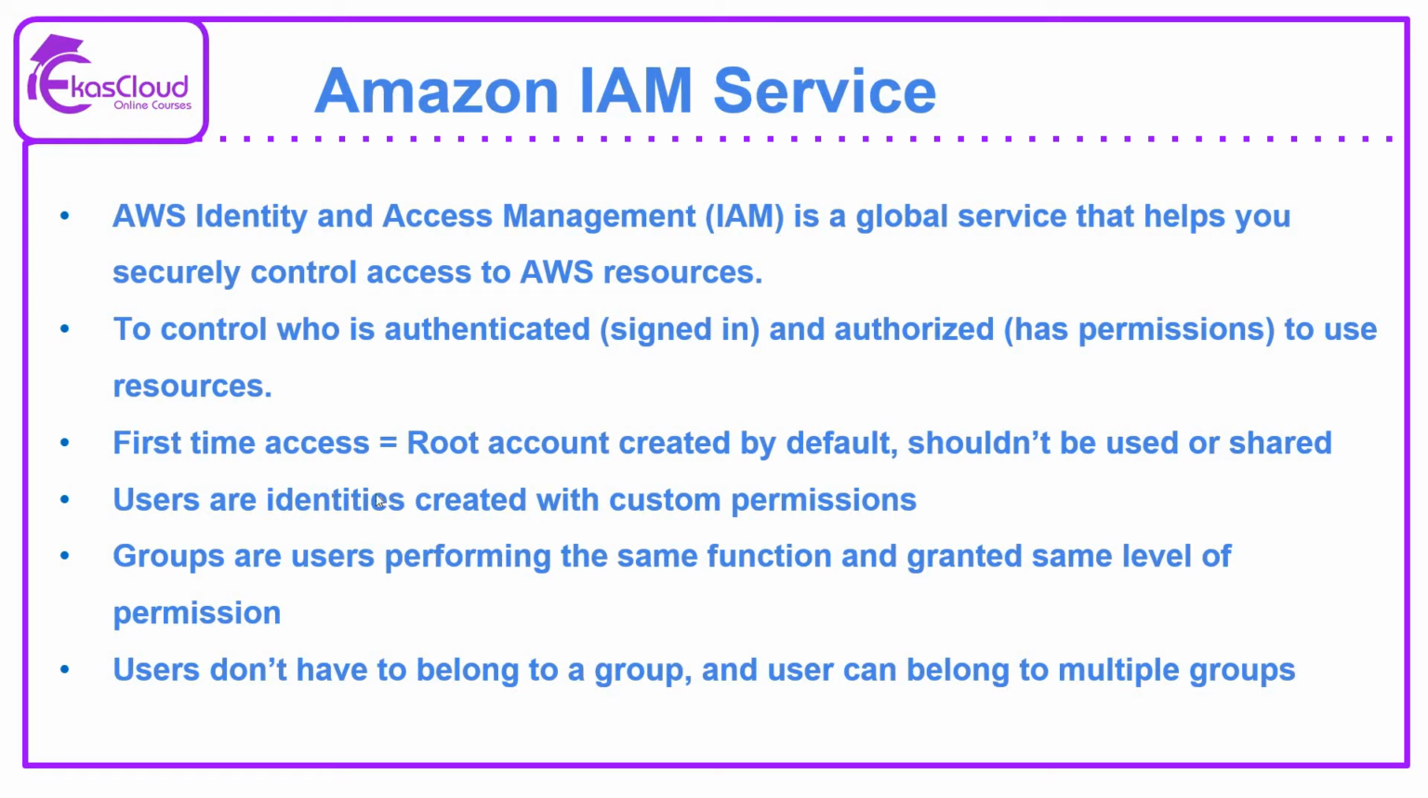In identity and access management, we usually create users, and users are identities with customized permissions assigned to them. Users can be grouped, for example, based on the function they perform within your organization. Once you have a group, each group will be granted a permission, and automatically all the users within a group would have the same level of permission for a particular resource. And a user doesn't have to belong to just one group. You can have a user belonging to multiple groups. So you can have someone who will be part of the admin group, and at the same time part of the IT group.